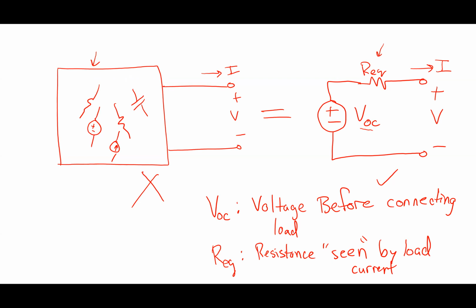It's the resistance that's seen by a load current. So in other words, if a current source was connected at those terminals, what would it flow through? That's different than saying what would a source inside that network flow its current through. All right. Those are totally different questions.